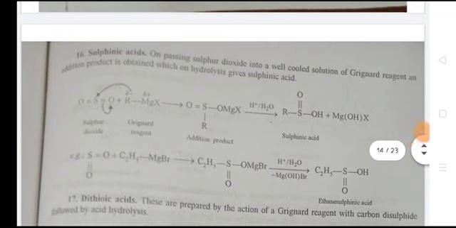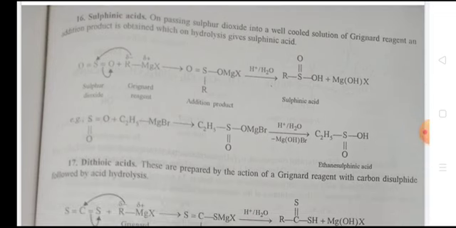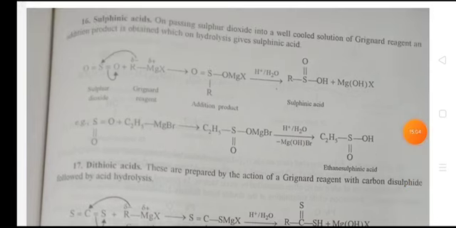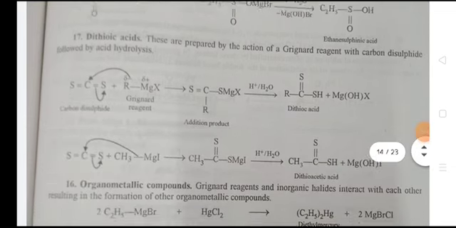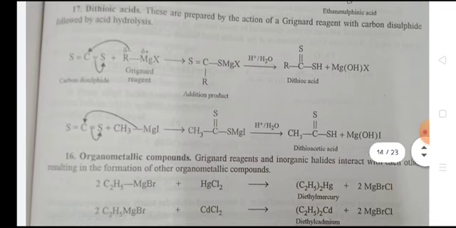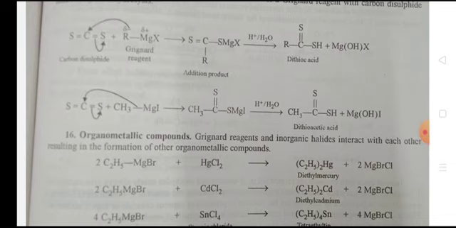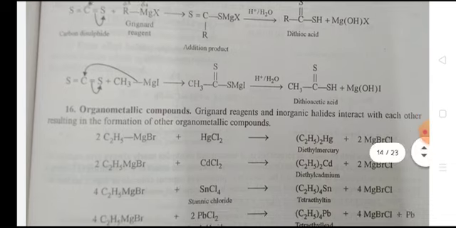Sixteenth, sulfinic acid. On passing sulfur dioxide into a well-cooled solution of Grignard reagent, an addition product is obtained which on hydrolysis gives sulfinic acid. Sulfur dioxide plus Grignard reagent gives addition product which upon hydrolysis gives sulfinic acid. Seventeenth, dithioic acids. These are prepared by the action of Grignard reagents with carbon disulfide followed by acidic hydrolysis. Carbon disulfide plus Grignard reagents gives addition products which upon hydrolysis give dithioic acid.